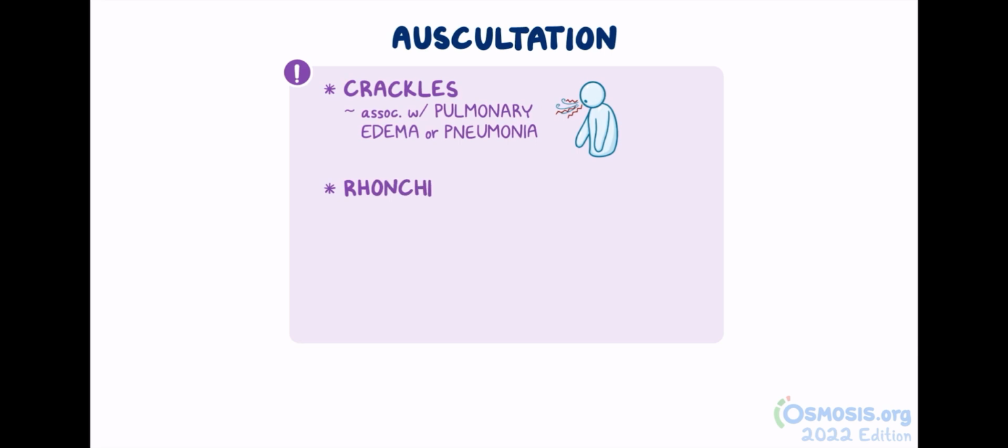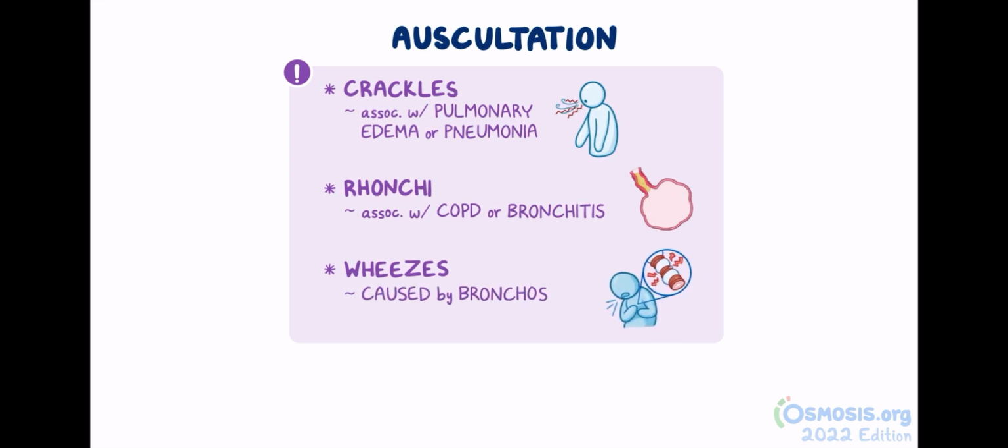Rhonchi are low-pitched rumbling sounds caused by air moving over secretions in the larger airways, and can be associated with chronic obstructive pulmonary disease or bronchitis. Wheezes are high-pitched musical sounds caused by airflow through small, narrowed airways, most often caused by bronchospasm. If you hear any adventitious breath sounds, ask your client to cough and listen again.